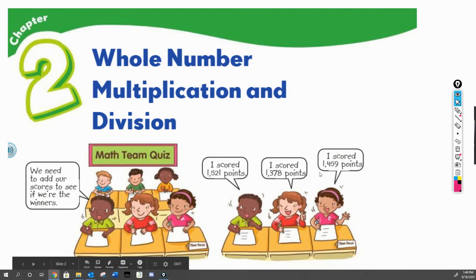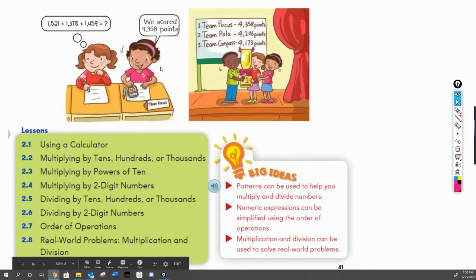We're going to talk about whole number multiplication and division. For example, if you're in a math team, you can add your scores to see if you're winners. And if you have all different scores, 1521, 1378, 1459, you could totally add those up. When you get that sum, that comes out to 4,358 points. I'm sure you can grasp that.